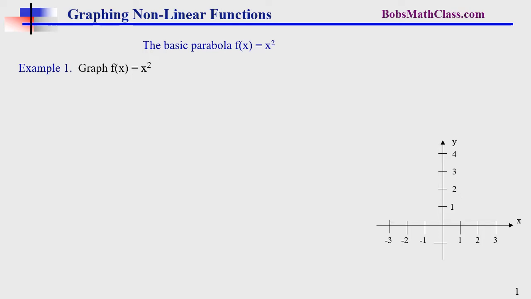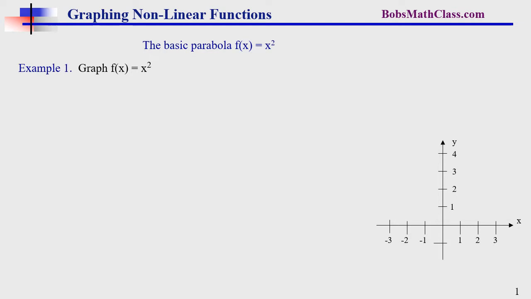All right, let's talk about probably the most basic nonlinear function, and that's the parabola. f of x equals x squared. Let's just go right into it and start graphing. So you should make an x and y axis. I already have that on the graph on our slide here. X is left and right, y is up and down. Where the two axes intersect, that's the origin.